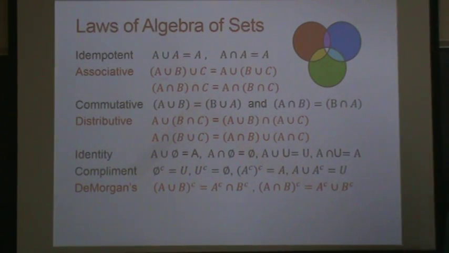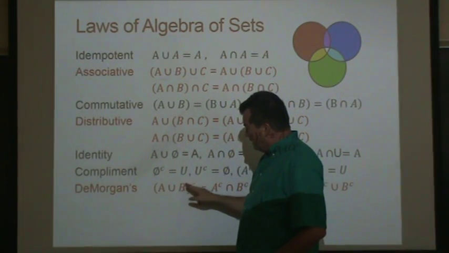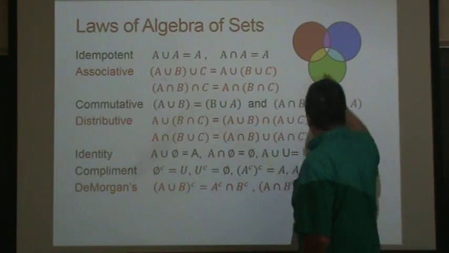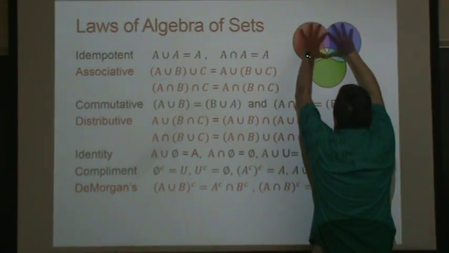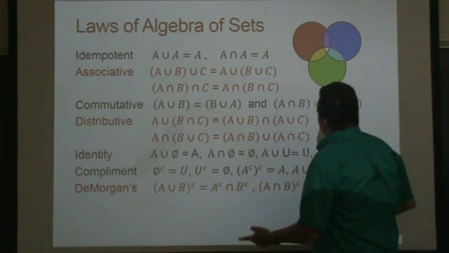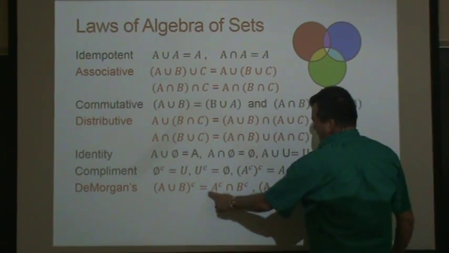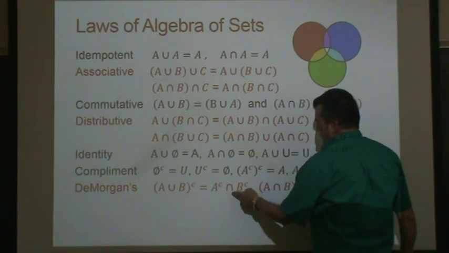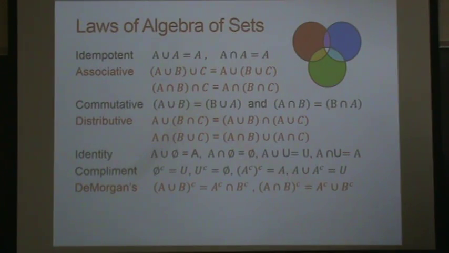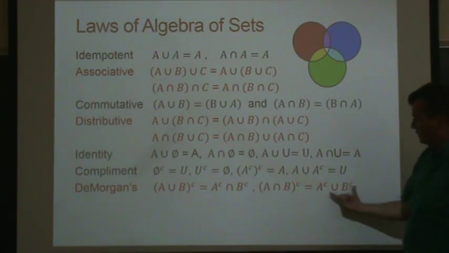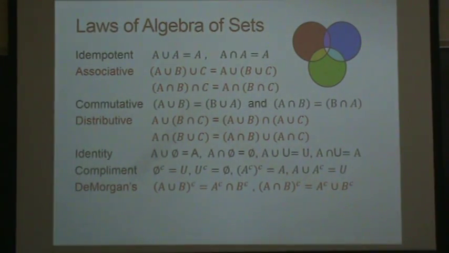And then the famous De Morgan's theorem: if you took A union B, let's say this is A and this is B, so everything in both of these circles together, and you took the complement of that, everything outside of it, that would be the same as everything outside of A intersecting with everything outside of B. Those are two ways of expressing De Morgan's law of sets.